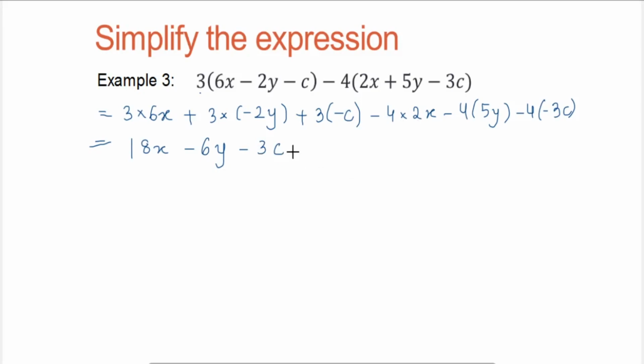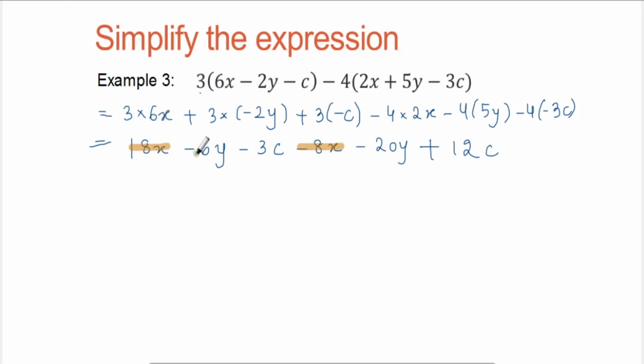Minus 4 into 2, minus 8x. Minus 4 into 5, that is minus 20y. And minus 4 into minus 3, that becomes plus 12c. Now we will collect all the like terms. So let's do that. Here you can observe 18x and minus 8x are the like terms.